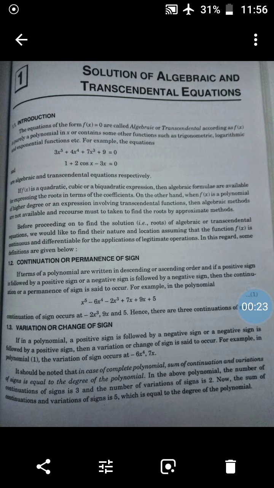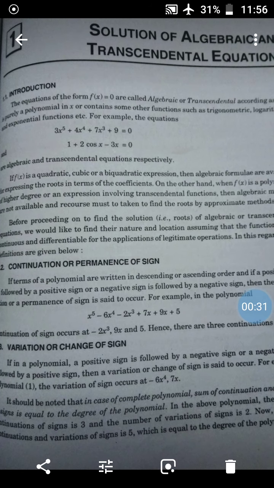Here is chapter 1, Solution of Algebraic and Transcendental Equations. Firstly, I'll give you an introduction. What is an algebraic equation and what is a transcendental equation?